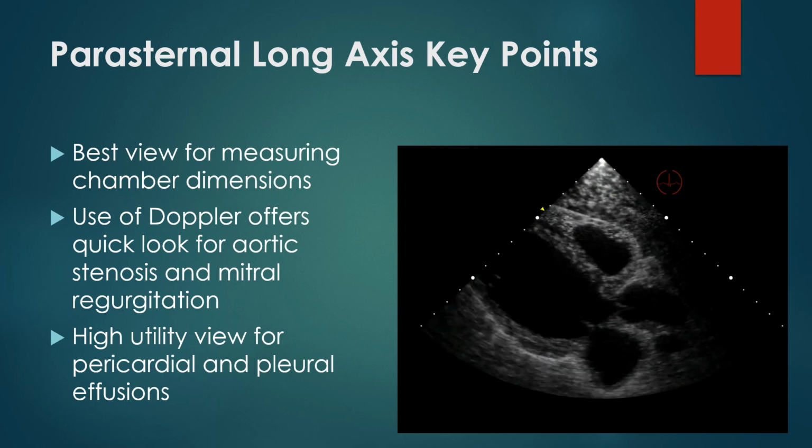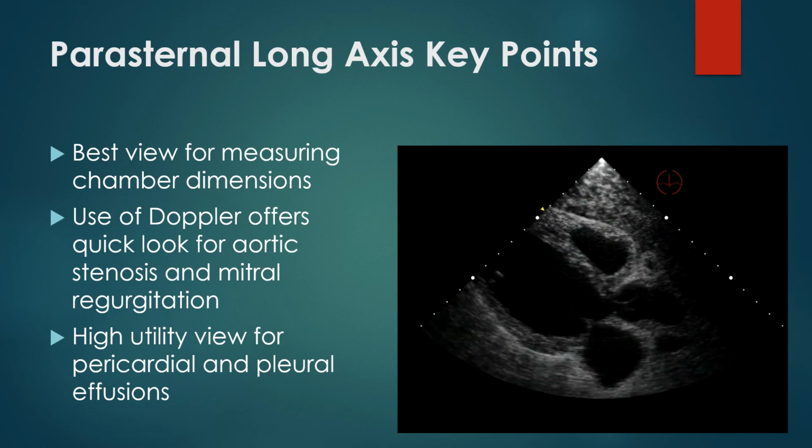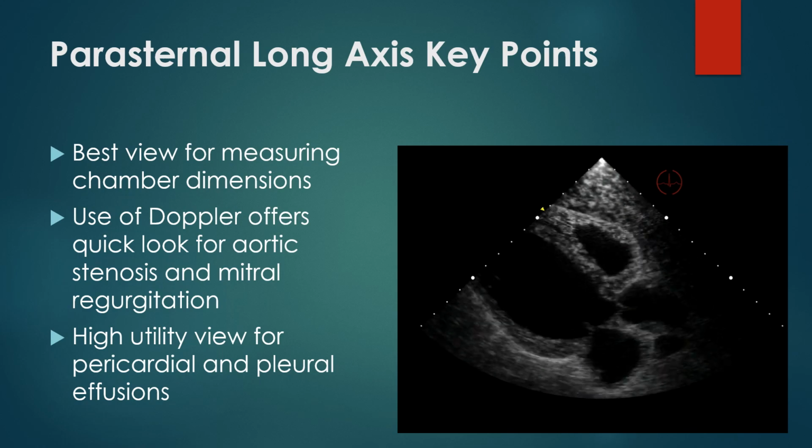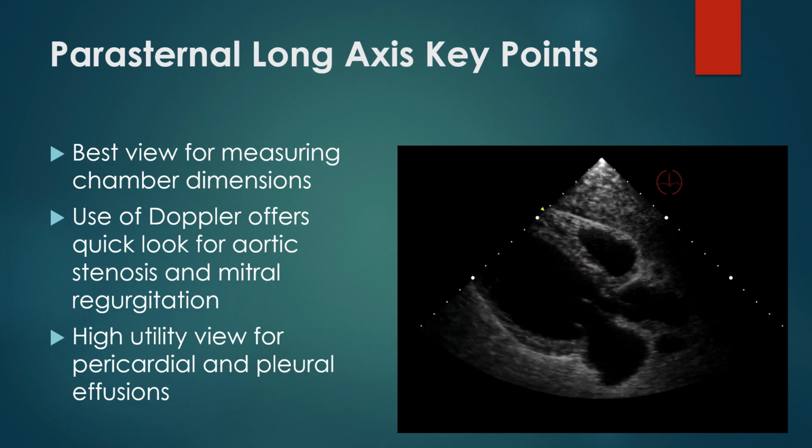So some of the key points with the parasternal long axis: the best view for measuring chamber dimensions. You can actually measure these dimensions here, and you can also measure the wall thickness and get a good idea about what's going on with your LV. Doppler offers a quick look for aortic stenosis. You can put some Doppler right across this aortic valve. You can look for AI.